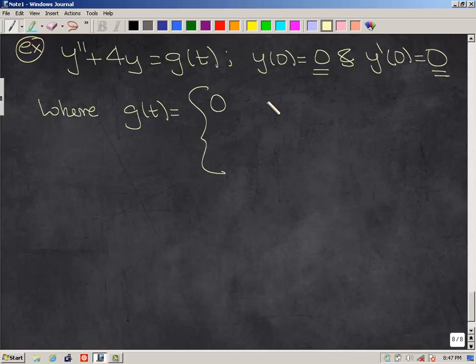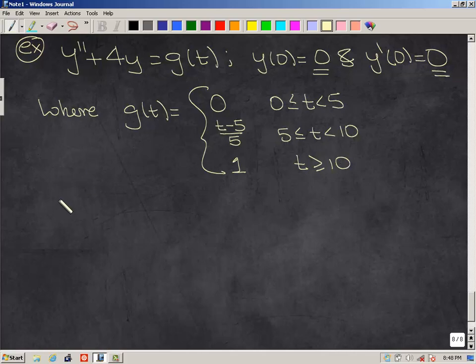It is 0 if t is between 0 and 5. It is (t minus 5) over 5 if t is between 5 and 10, and it is 1 if t is greater than or equal to 10. If you were to graph this, technically this is not discontinuous. If you notice, let's just quickly graph it. We have 5, 10, 0.